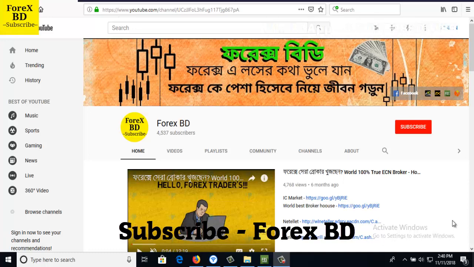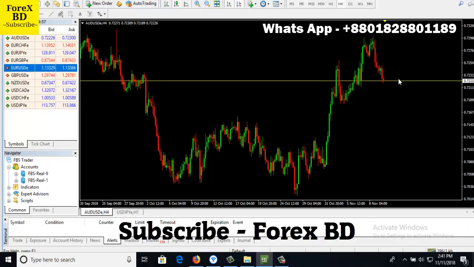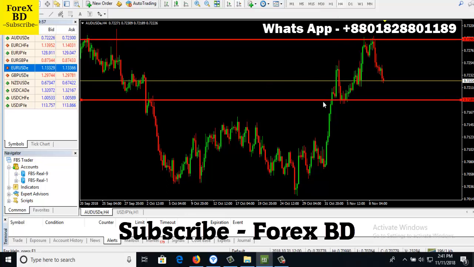Okay, let's go. Now you can see that the market is in this place. You can see its first resistance. Now time frame 4 hours, its first resistance, then its first support. So what is support and what is resistance?